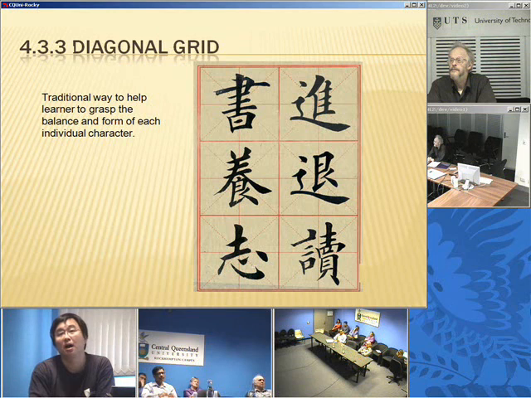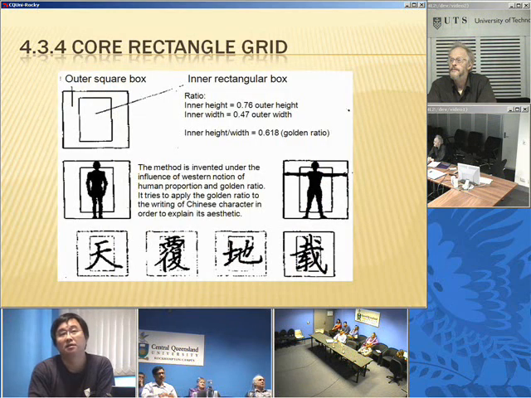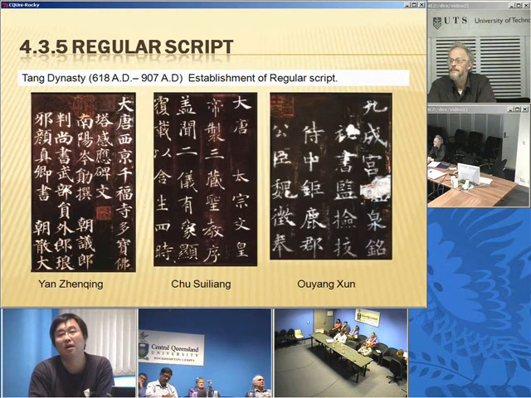As you can see, this is a diagonal grid. And there are some new grid systems that, under the influence of the Western notion of the golden ratio, measure the aesthetics and the balance of the Chinese characters. As you can see, the inner core rectangle is a golden ratio. The height and the width form a golden ratio.